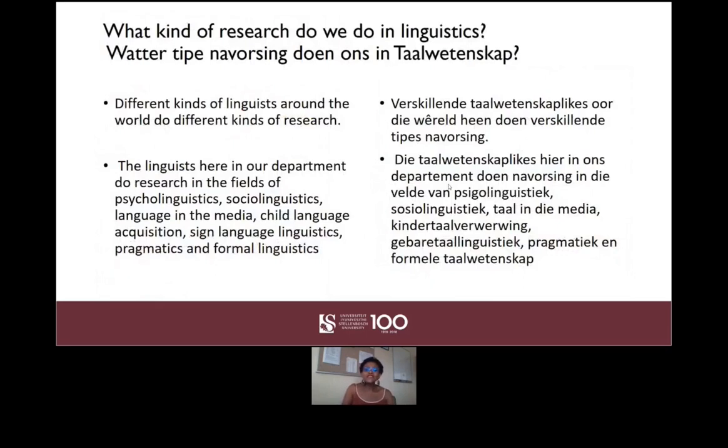So what kind of research do we do in linguistics? Now, different kinds of linguists around the world do different kinds of research. In our department, we focus on the fields of psycholinguistics, sociolinguistics, language and media, child language acquisition, sign language linguistics, pragmatics, and formal linguistics. And I'm quickly going to skip through and tell you a little bit about these different fields.